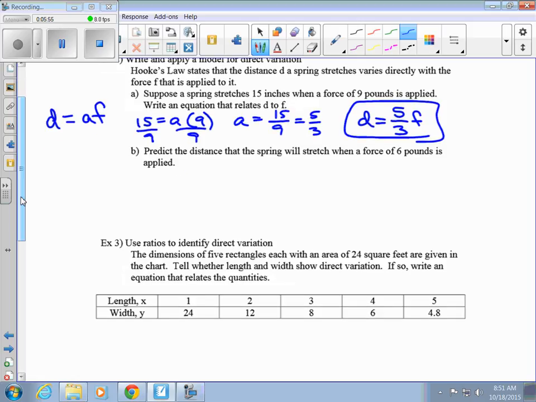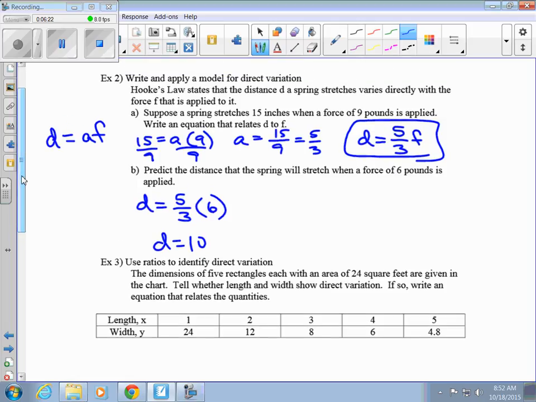And then part B now says predict the distance a spring will stretch when a force of 6 pounds is applied. So all we have to do now is put in our numbers. 6 pounds, that's our F. And so we're going to get 30 divided by 3, which is 10. So now, again, this is the word problem. We need to make sure we know what D stands for. And if we look up here, D is the distance that a spring stretches. So we're going to say the spring will stretch 10 inches.